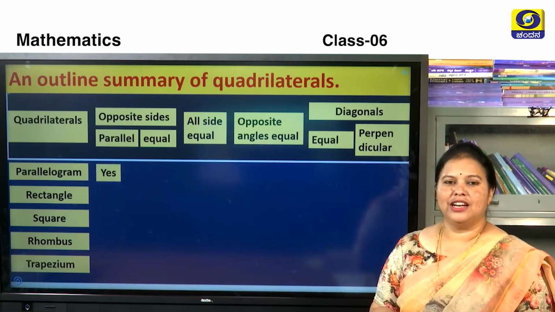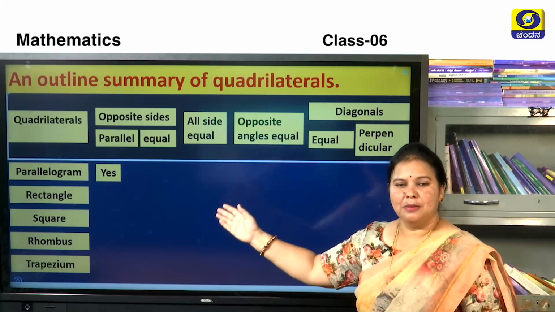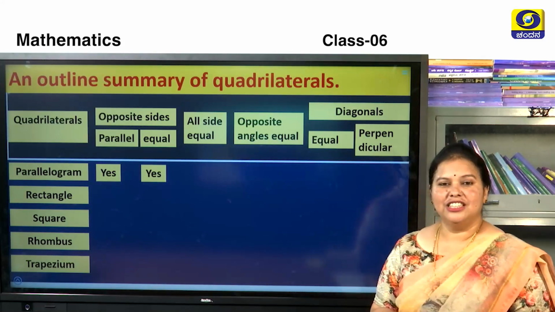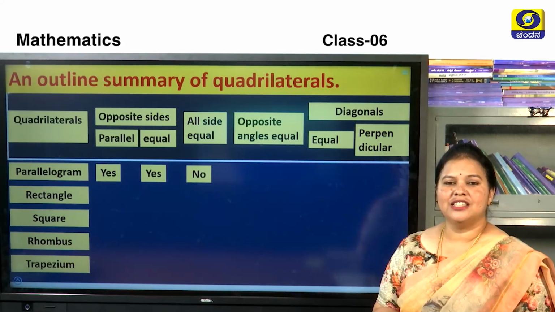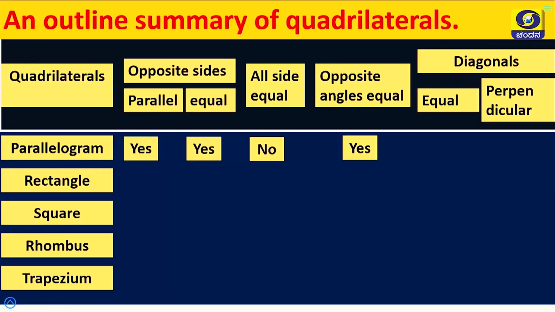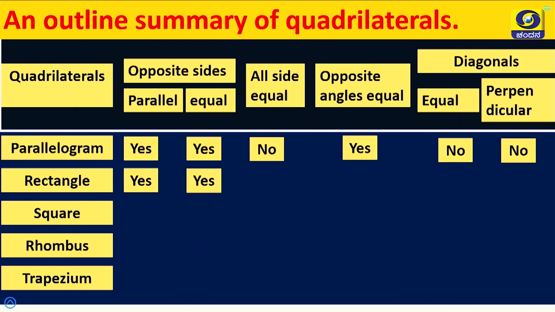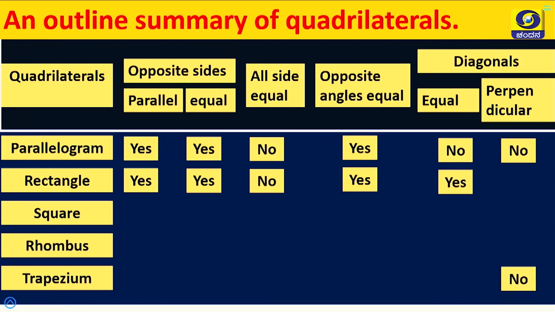In parallelogram, opposite sides are parallel and they are equal also. All sides are not equal. Opposite angles are equal. Diagonals are not equal and they are not perpendicular. In rectangle, opposite sides are parallel and they are equal. All sides are not equal and opposite angles are equal. And diagonals are also equal but they are not perpendicular.